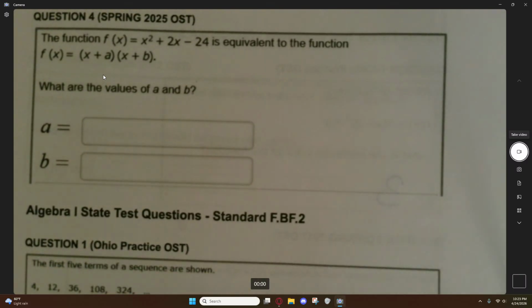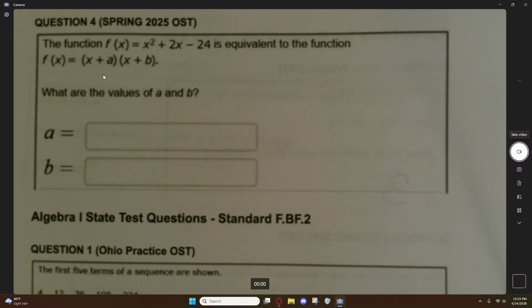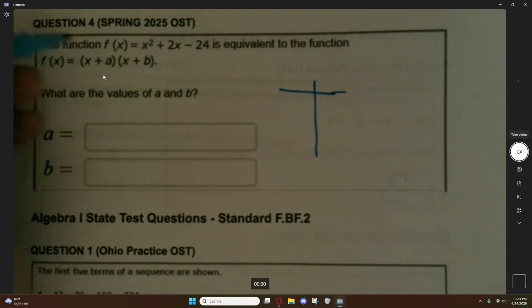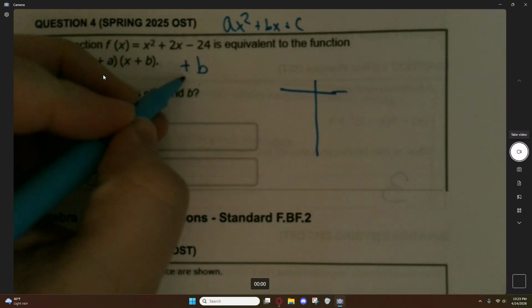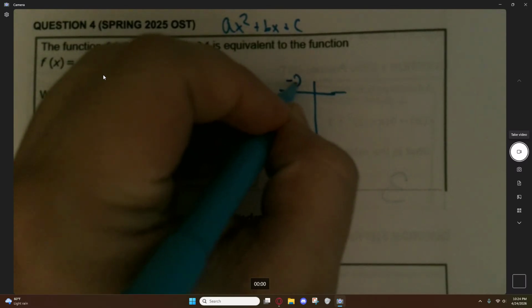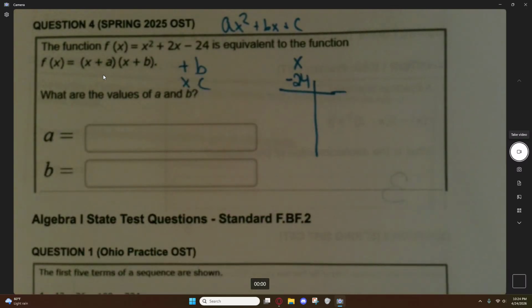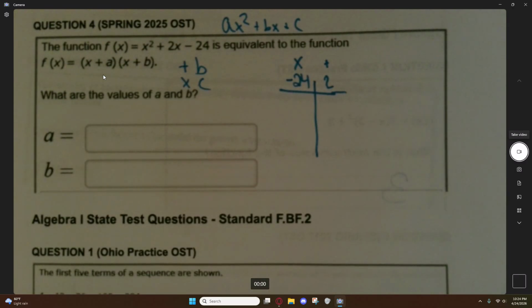Okay. The function f of x equals x squared plus 2x minus 24 is equivalent to the function f of x equals (x + a)(x + b), with the values of a and b. All right. So, again, just like last time, we could do this the manual way. This is another trinomial in the form of ax squared plus bx plus c, where you have to find what adds to b and multiplies to c. Okay? So, your c is negative 24, so it has to multiply to negative 24 and add to 2. So let's think about that.